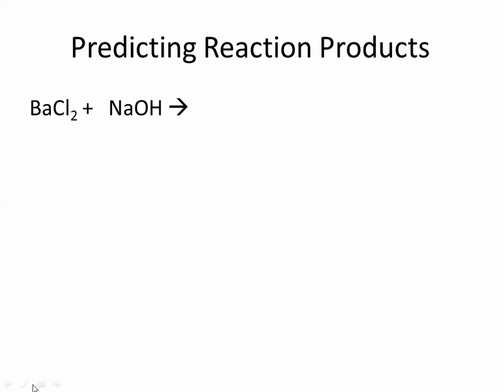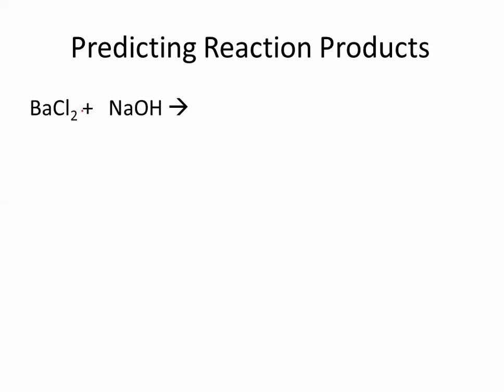Today what we're going to be looking at is how you predict the products of different types of reactions. In order to do this, what you really need to know is how to identify reactions, because that's going to help a lot. If you can identify reactions as single replacement, double replacement, combustion, synthesis, or decomposition, then this will be much easier to do. So let's look at an example.